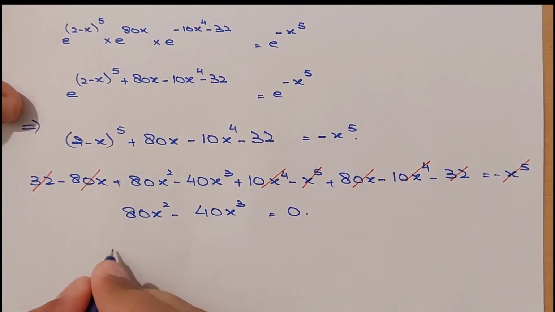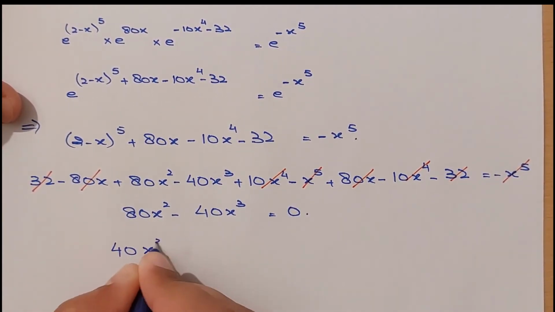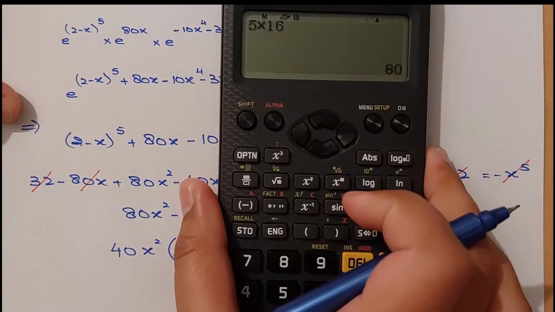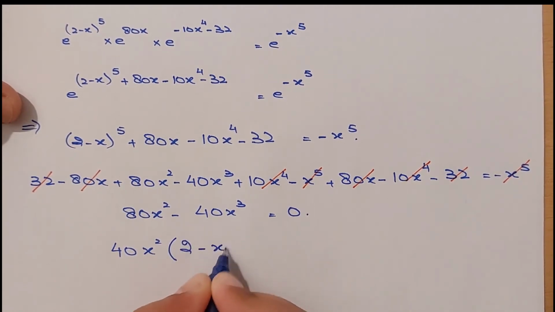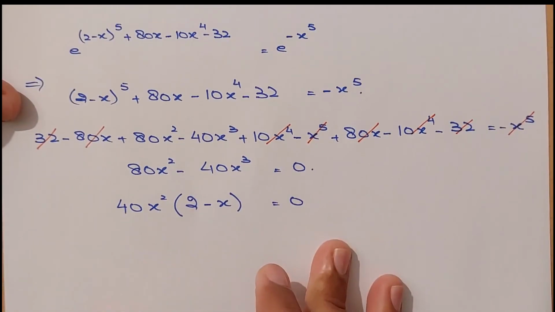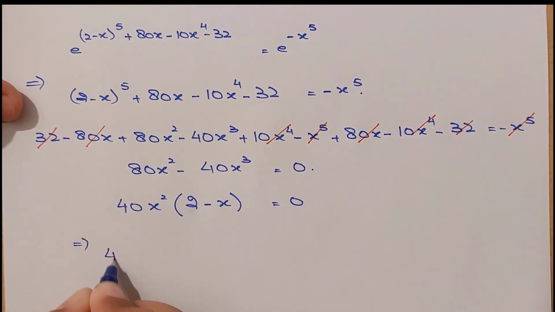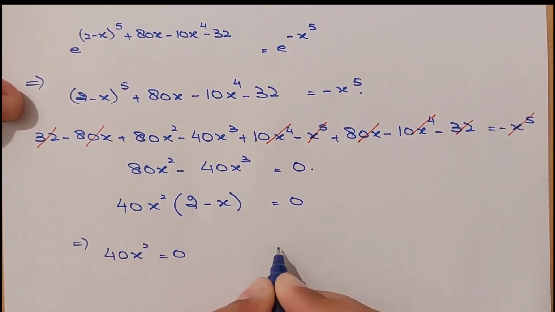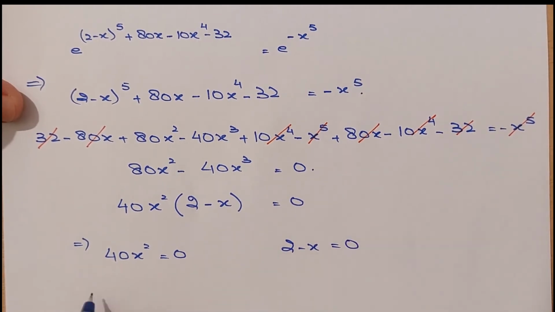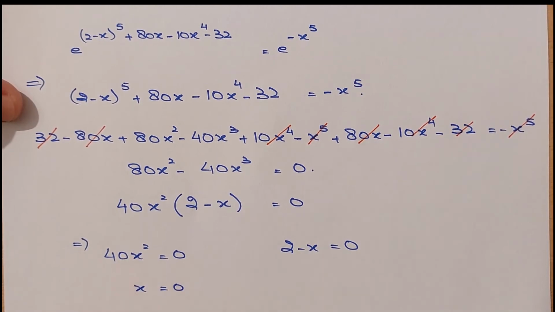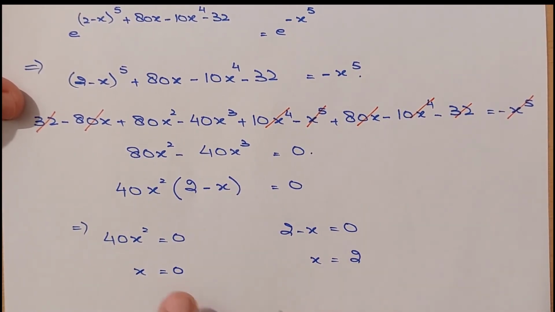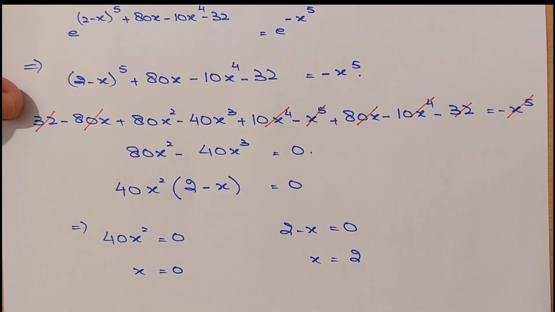So let me take 40 common and x square common, right? And 80 divided by 40 is 2. So 2 is left and minus x is left, equals 0, right? So we have to put 40x squared equals 0 and 2 minus x equals 0, and from here x value equals 0 because 0 divided by 40 is 0 and square root of 0 is 0, and from here x value equals 2. So this is minus 2, and cancelling the values we have 2. So we have two values: x equals 0 and x equals 2.